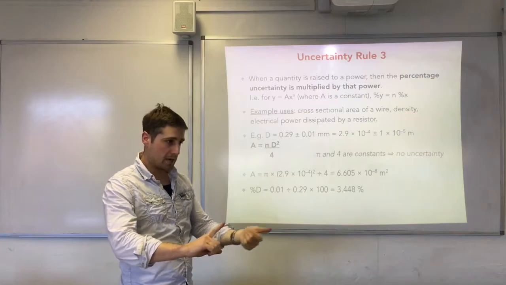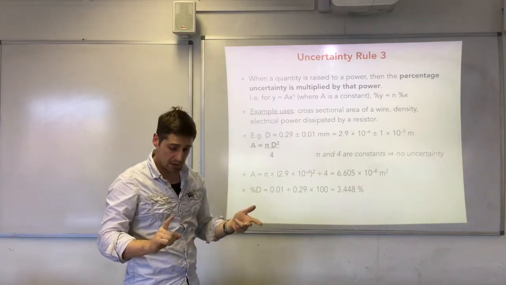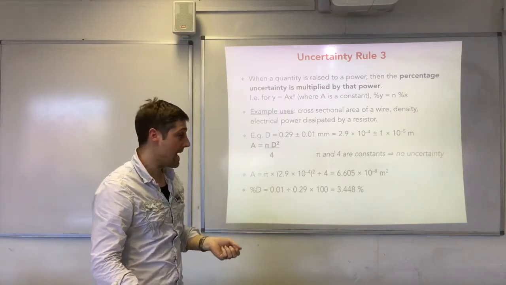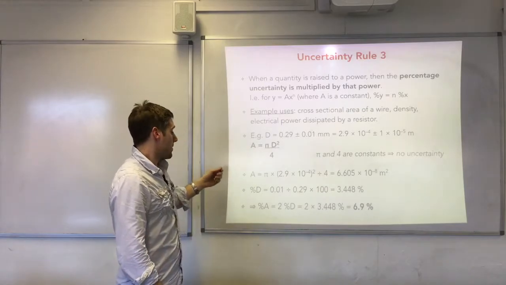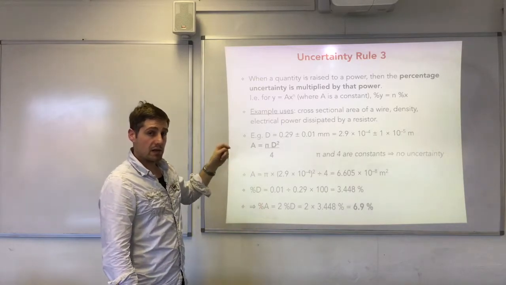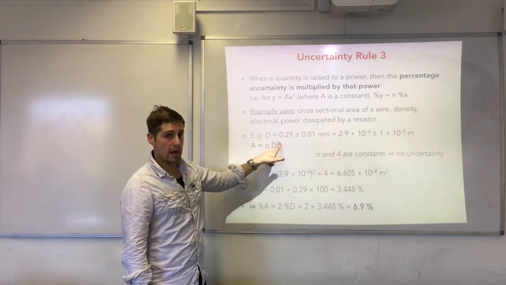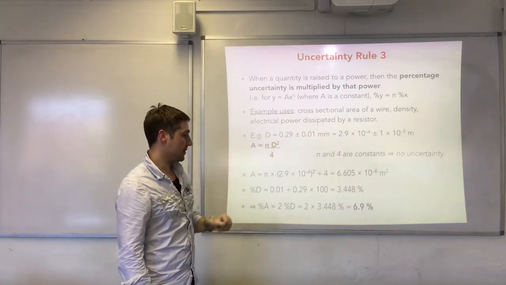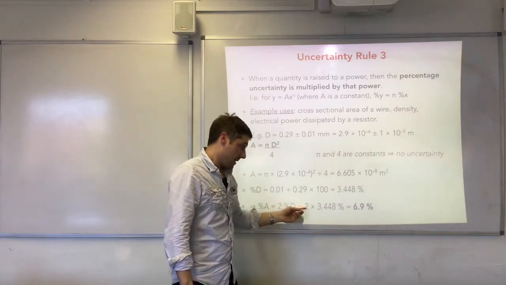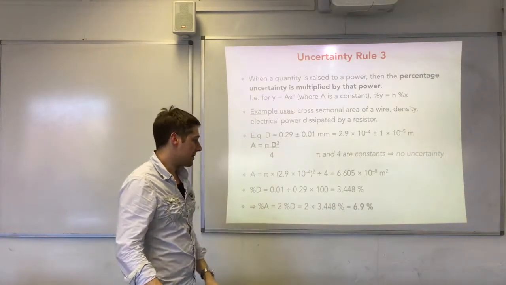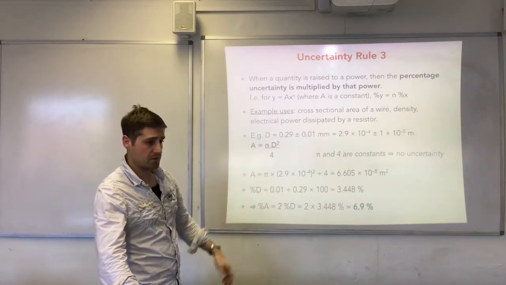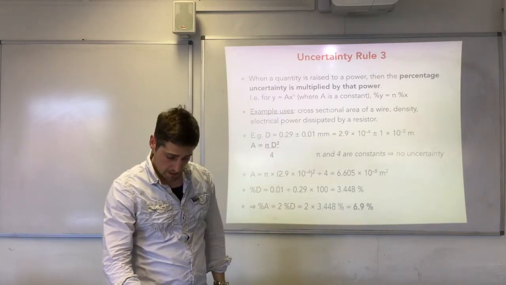So I've got A and I've got the percentage uncertainty in D. Now I need to work out the percentage uncertainty in A. Well, the percentage uncertainty in A is equal to 2 times the percentage uncertainty in D, because D is squared, so I need to do 2 times the percentage uncertainty in D. That gives me 6.9%. And I've just finished up there in 2SF.